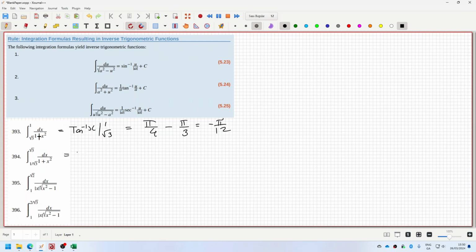That one's the same deal. Tan inverse. So let me just type it in on the calculator. Tan inverse root 3 minus tan inverse 1 over root 3. That's pi over 6.